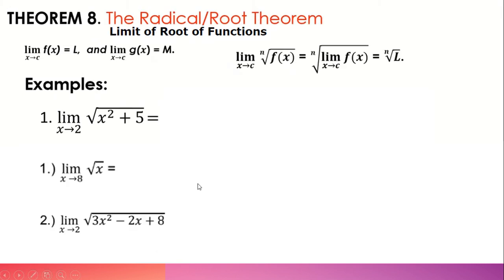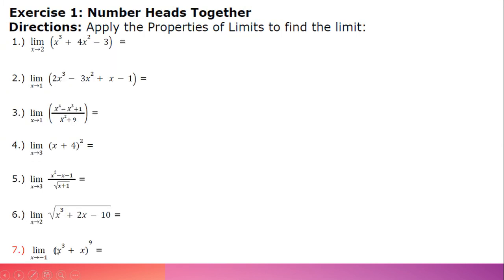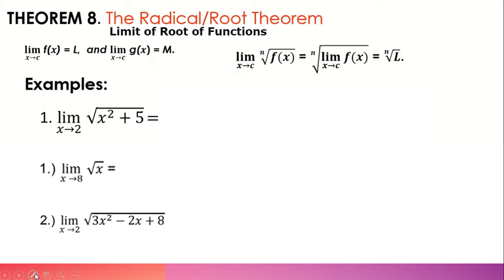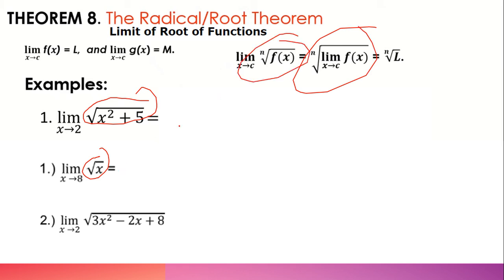Number 8. This is the radical or root theorem. Yung root theorem natin is the radical. The same lang po yan. So, yung palatandaan niya syempre yung ating radical sign. So, can you give me an answer number 1? You can use your calculator po. Number 1 is 3 po. 3, sir. How about number 2, number 3?